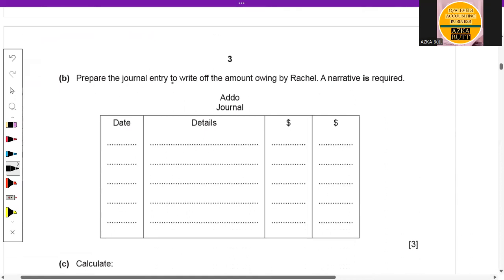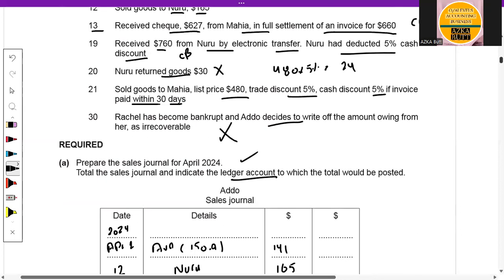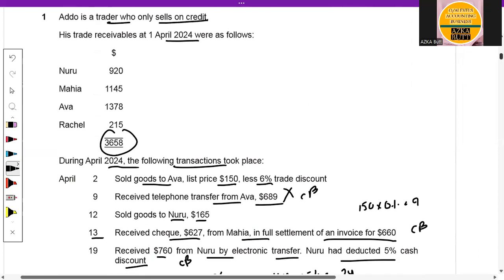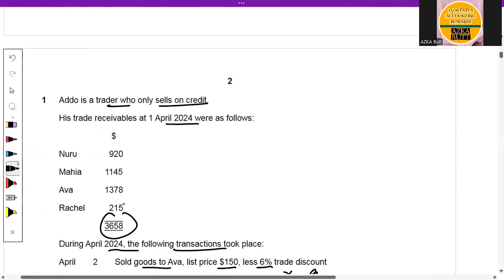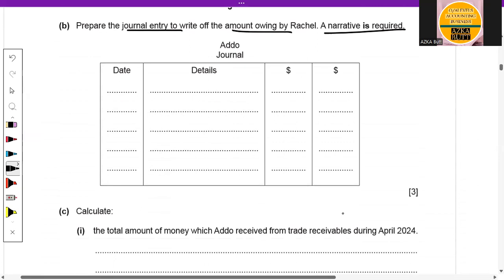Okay. So prepare a journal entry to write off the amount owing by Rachel. A narrative is required. So this is the last entry. Rachel has become bankrupt and Edward decides to write off the amount owing from her as irrecoverable. So first of all, we have to see how much amount Rachel owed to us. Rachel owed us 215. So we have to make the entry: irrecoverable debt is debited and Rachel is credited.